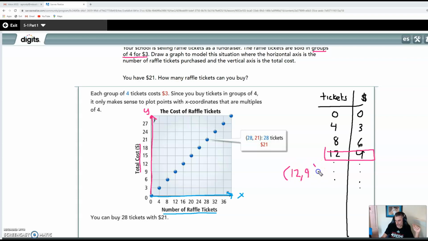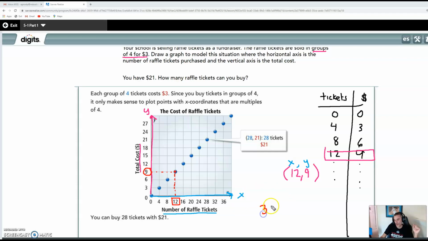Since the x-axis is measuring the number of tickets I could buy, in this case 12 was my number of tickets, so that's my x, and 9 was the total cost. So the way that you read a graph is, I'll go over to the number of tickets, 12. I'm going to go up until I hit a dot, and then I go over, and notice that I get the exact same 9 that I had over here.